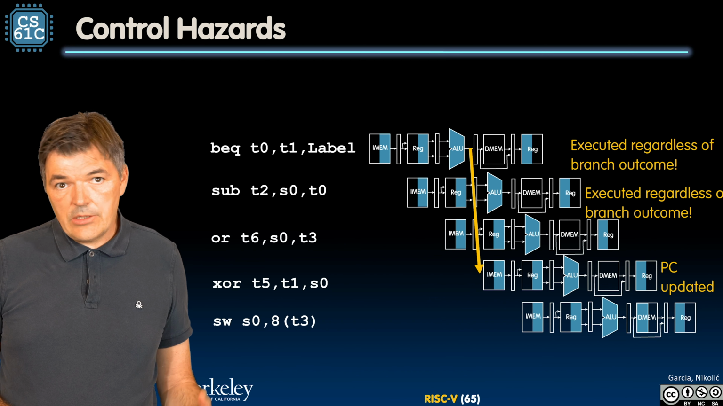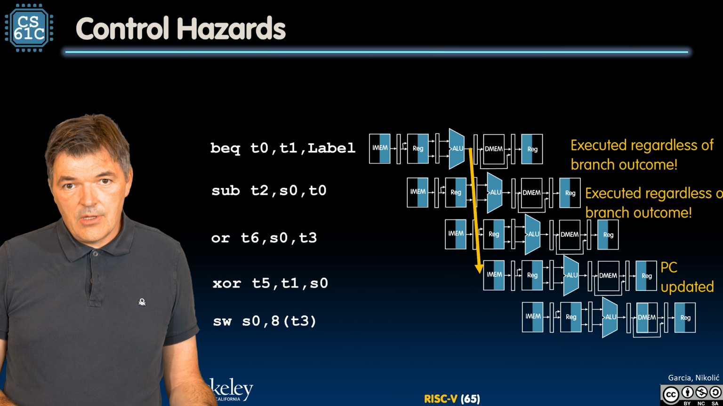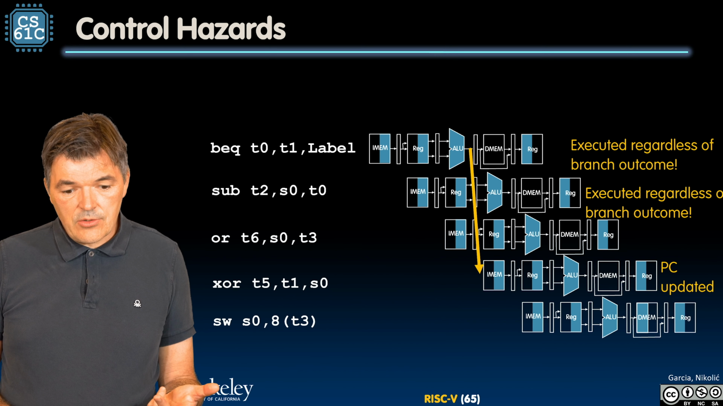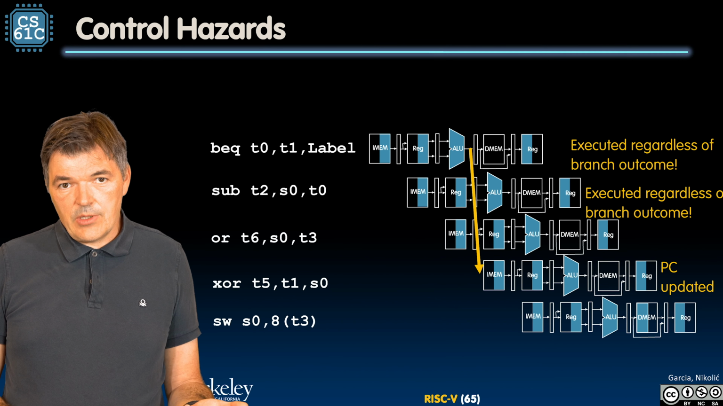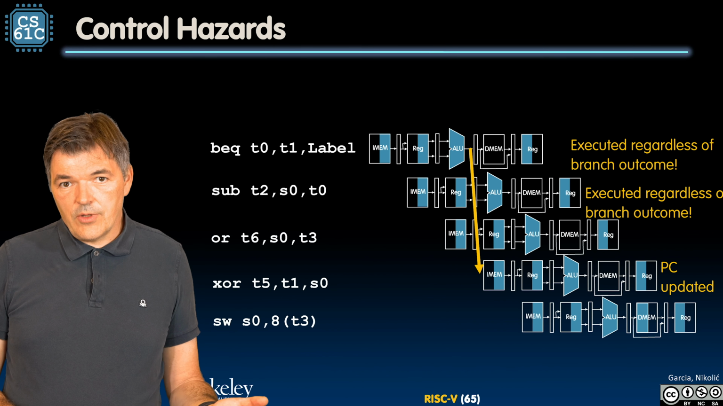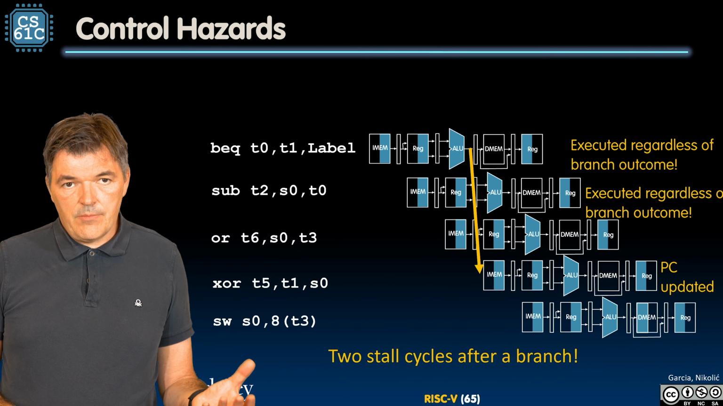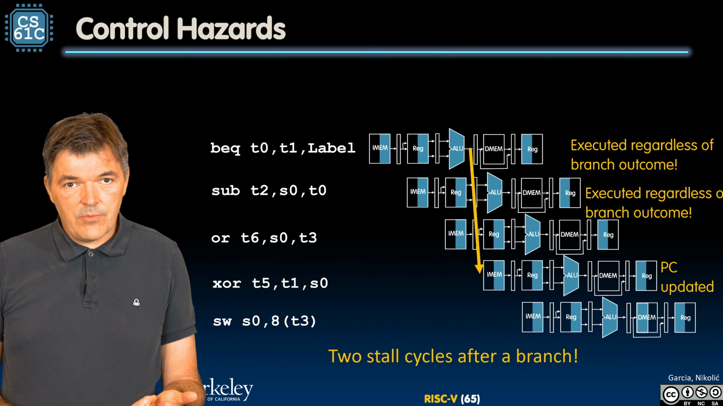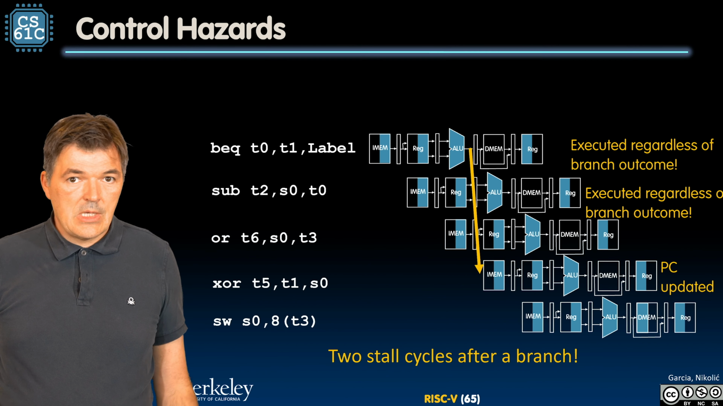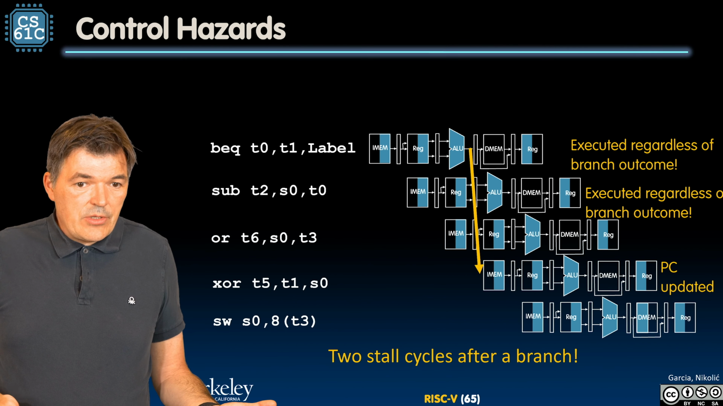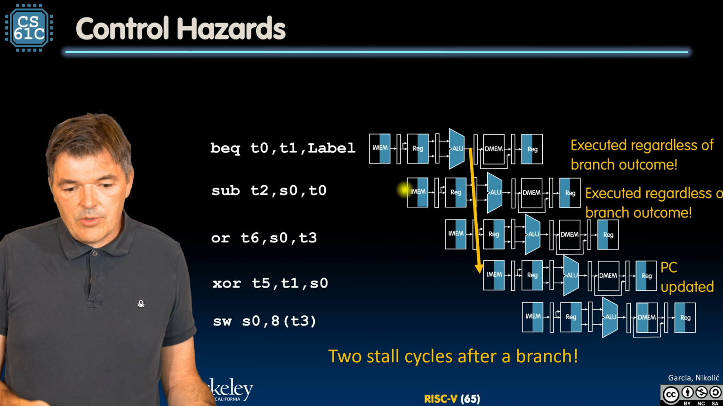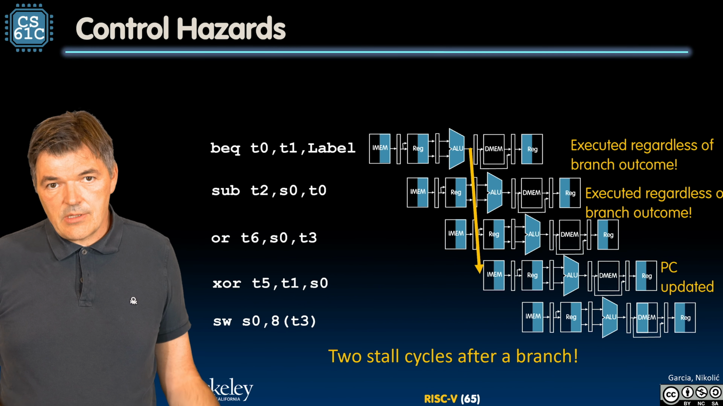So in order to have correct execution, because we won't know whether a branch is taken or not for 2 cycles after we fetch it, we should not be executing the 2 following instructions. So we should have 2 stall cycles after every single branch in a pipeline. Right? We have no other option because we don't know what is going to happen to the branch, so we better not start executing something.